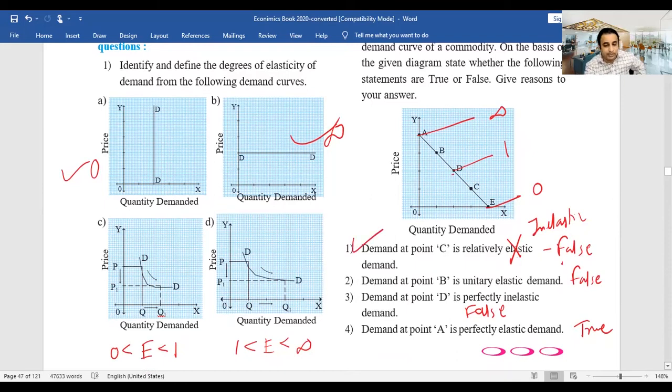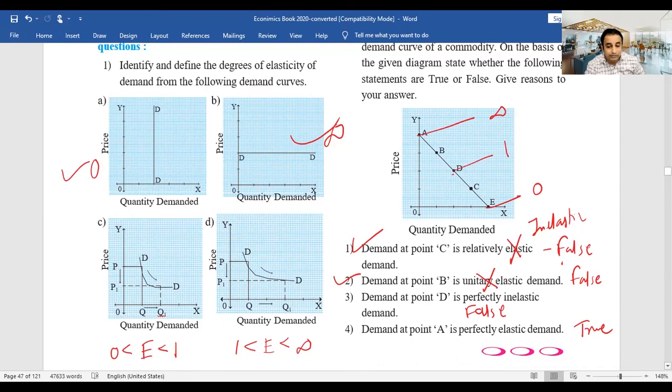Point B is unitary elastic. Now at point B, demand is more than 1 but less than infinity. So it is not unitary elastic. In fact, it is relatively elastic. Why is it relatively elastic? Because as per point method, at point B, the answer for the lower segment of the demand curve upon upper segment of the demand curve is more than 1 and less than infinity. So it is a relatively elastic demand, not unitary elastic.